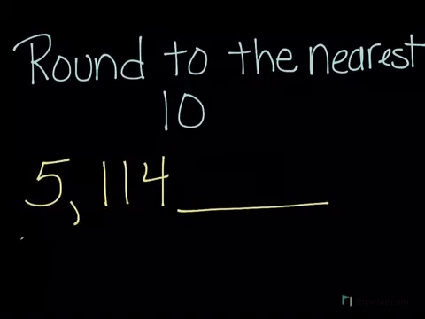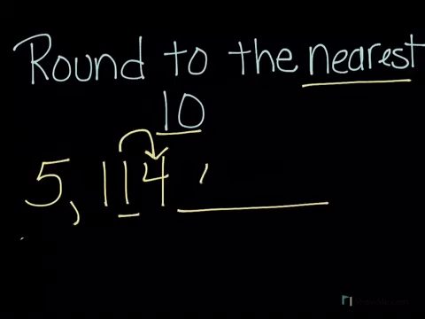In our next example, we have a larger number, 5,114. Again, we're going to round to the nearest 10. I underline the tens place, draw my arrow to the right. It's a 4, which is less than 5. So I'm going to make it a 0, like so.